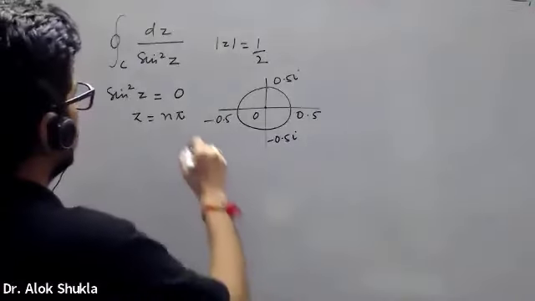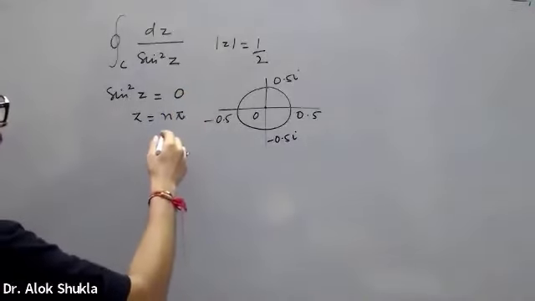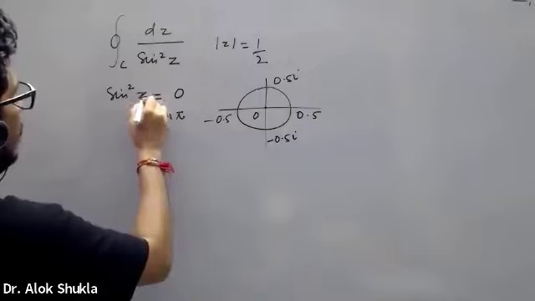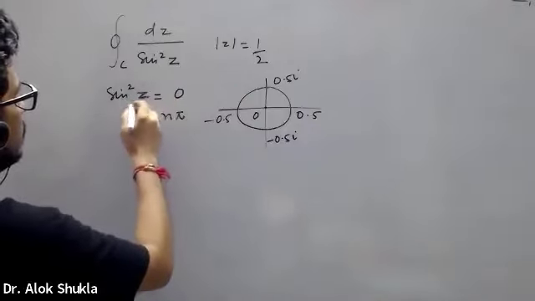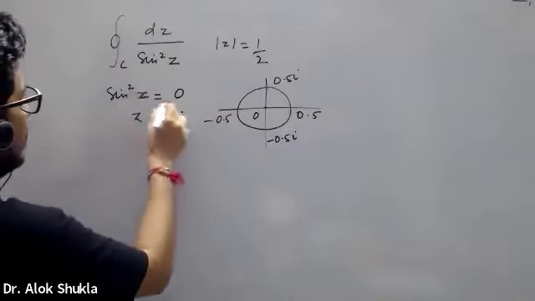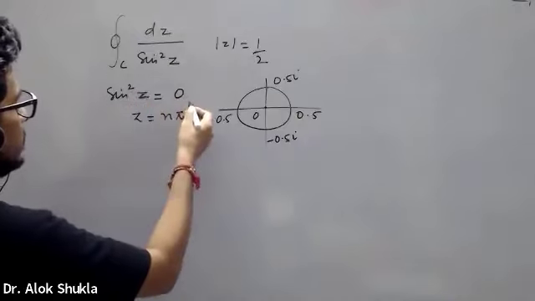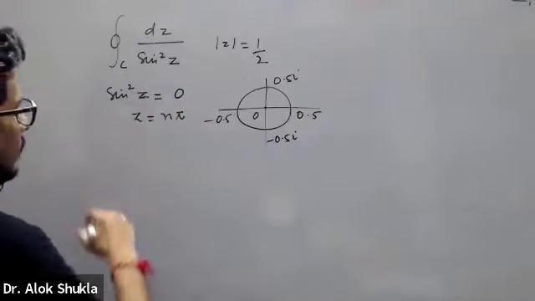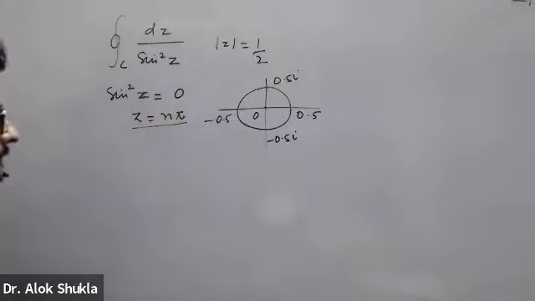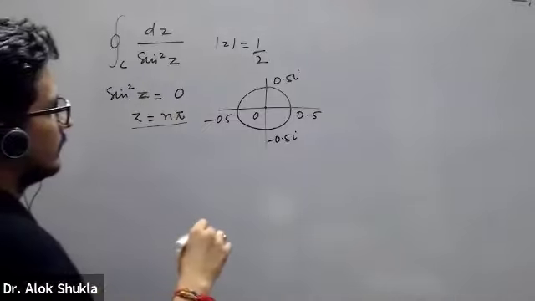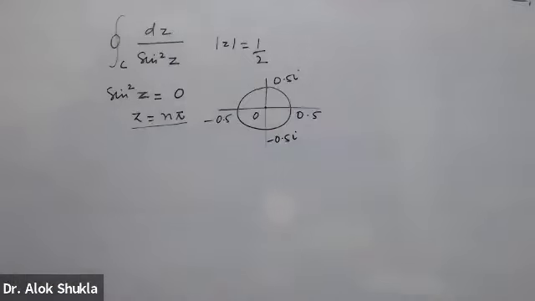So let us see the poles. Sine of n pi is 0, no? So if you calculate this, sine square z is equal to 0, that means sine z is 0. That means z is equal to n pi. Here modulus of z is 1 by 2, it is given. Sorry, so mod of z equal to 1 by 2.